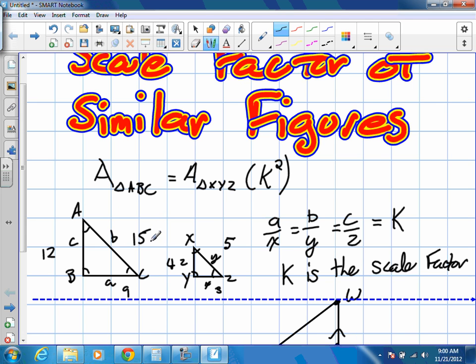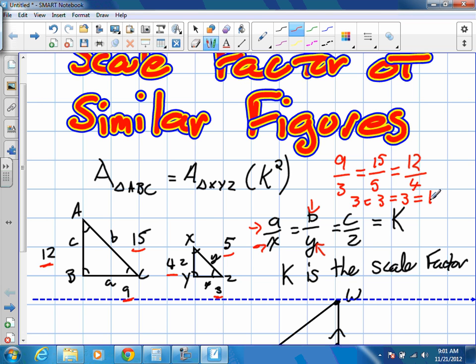So with that being said, we're going to put these scale factors up here. Our side A, we said, was 9. So 9 divided by X, X was 3, is equal to B, which is 15, divided by Y, which is 5, is equal to C, which is 12, divided by Z, which is 4. What is 9 divided by 3? 15 divided by 5? 12 divided by 4? This is considered your scale factor.